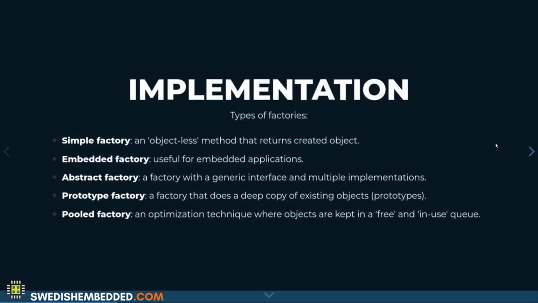Now let's look at the implementation of the factory pattern. We're going to look at simple factory, embedded factory, abstract factory, prototype factory, and pooled factory. These are just different variations of implementing basically the same concept. We're trying to construct objects, and we're trying to simplify the application code by moving the construction of the object into a dedicated set of methods. So let's look at this.